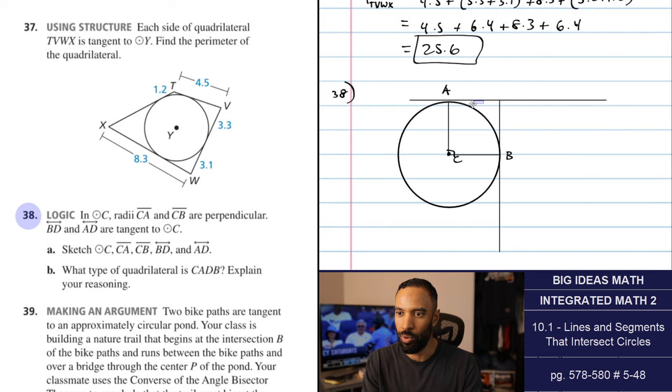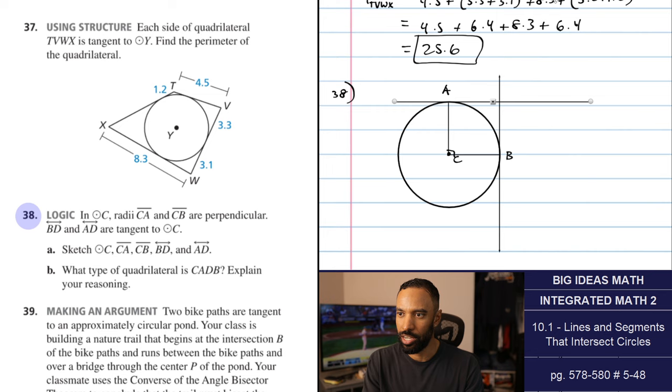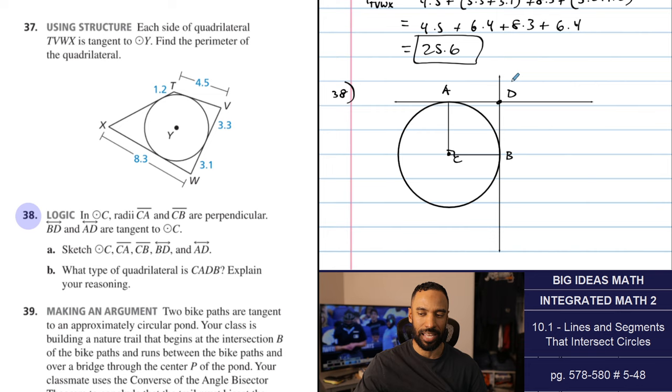Did they say that a line's a ray or what? They say a line. So I'm gonna go extendo with arrows and extendo with arrows here. And these two points where they intersect basically make up D. I think that's the only way it's gonna work. Line DB, line DA, like that, tangent to C. That's how we're going to be able to see it.